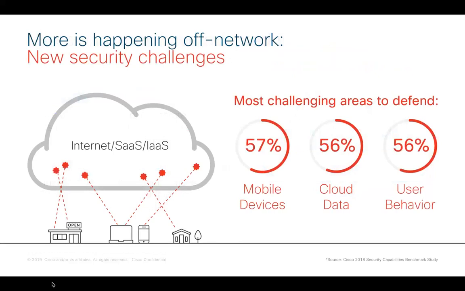Okay, so another interesting area to look at is that, given that more is happening off-network, this really impacts the top security challenges that organizations have. Because we're seeing so many more folks roaming, and so much more usage of these cloud apps, organizations are reporting that mobile devices and cloud data are two of the areas that are the most challenging to defend.